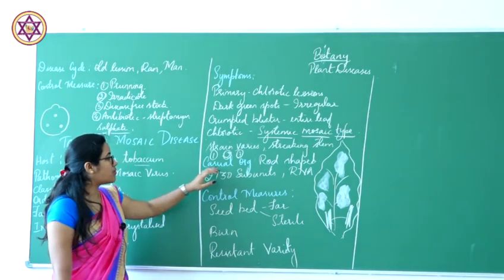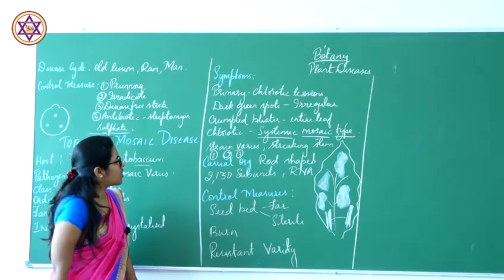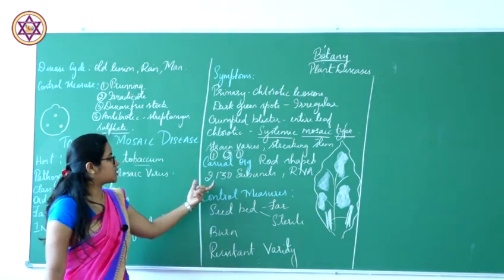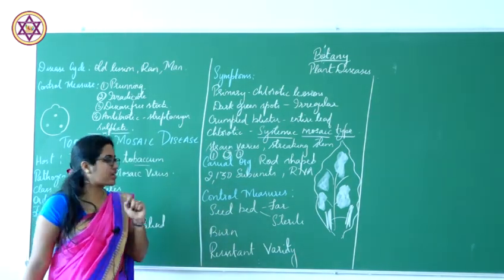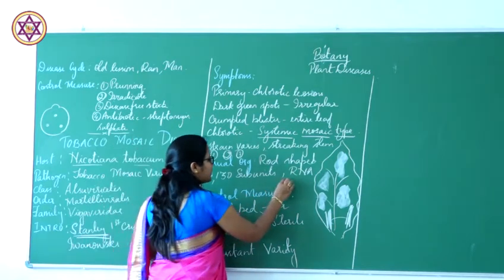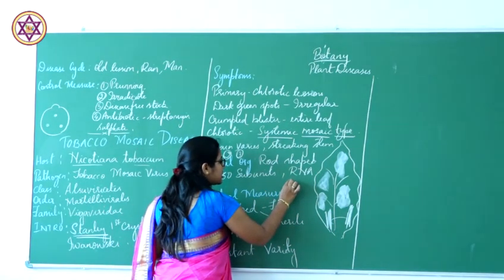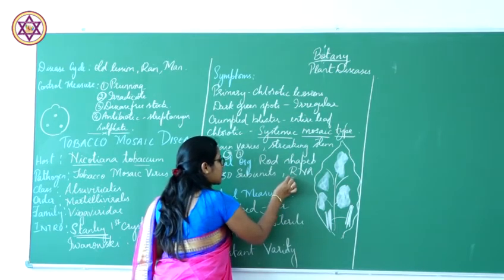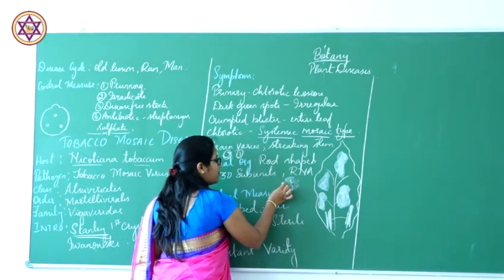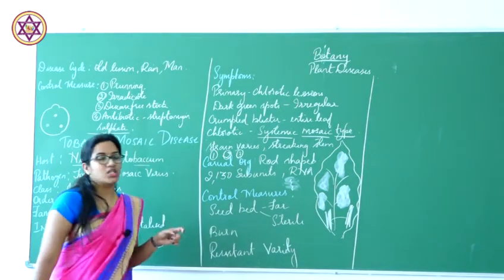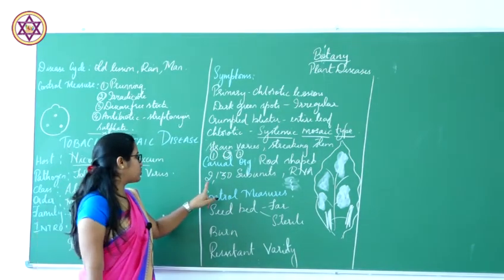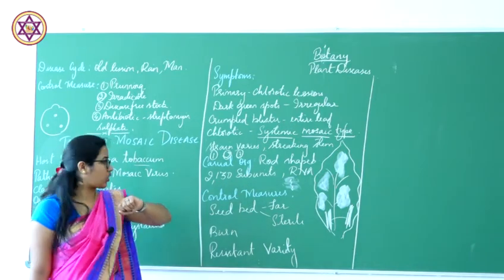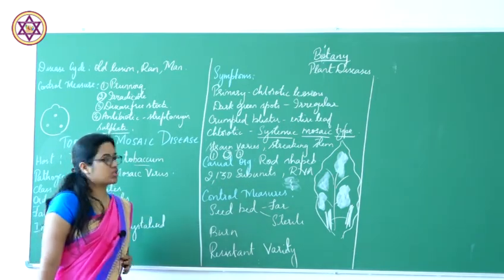Now, talking about the causal organism, it shows rod shape. This particular tobacco mosaic virus will have genetic material as RNA, single strand RNA, which is surrounded by protein. Okay, so this protein consists of 2130 subunits in them. Okay, so that is about the causal organism.